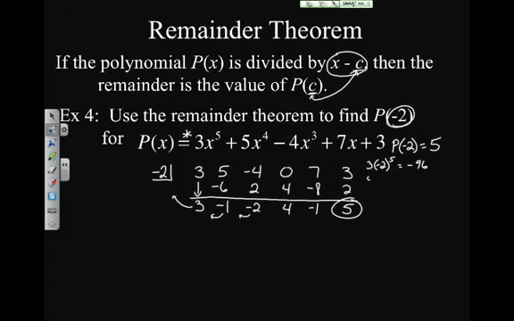5 times negative 2 to the 4th power. Well, negative 2 to the 4th is 16 times 5 is 80. Then we have a negative 4 times negative 2 cubed. Negative 2 cubed is negative 8 times negative 4 is a positive 32.